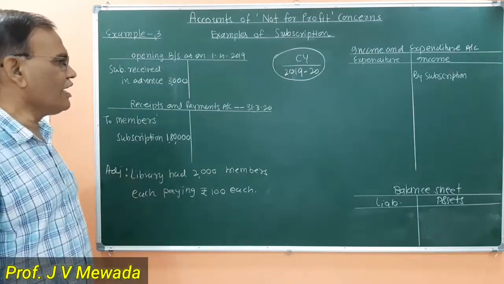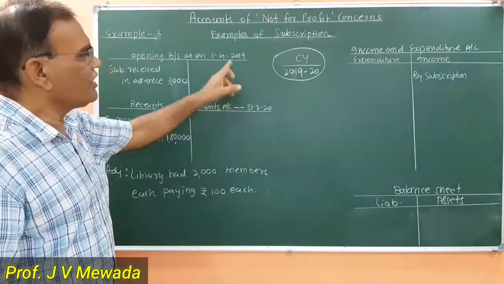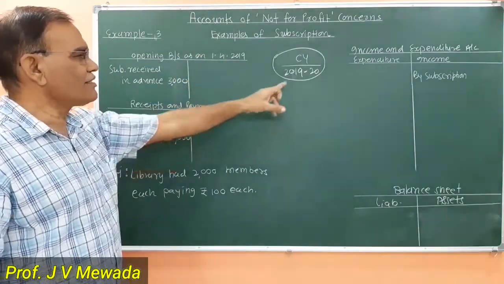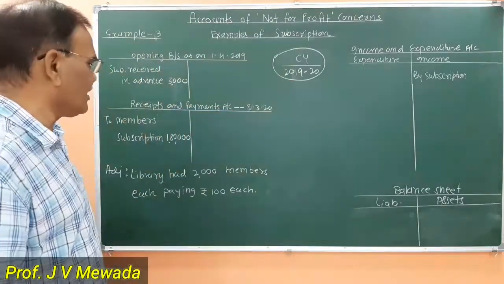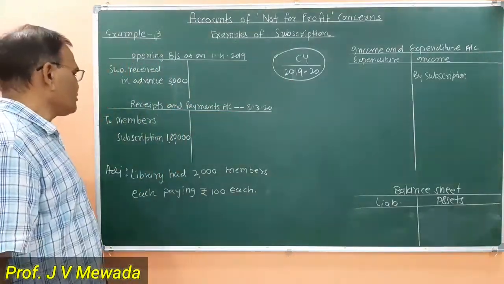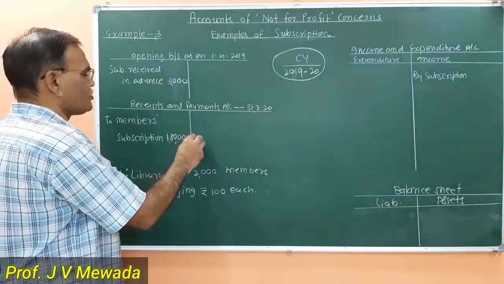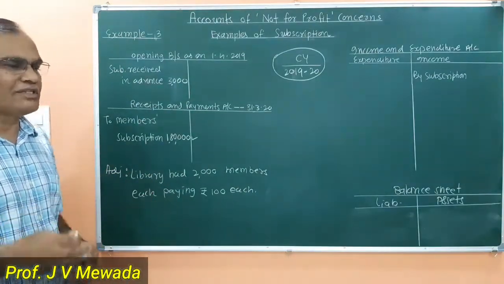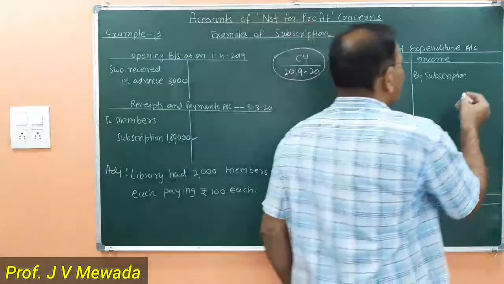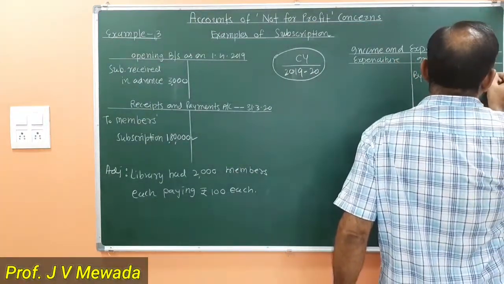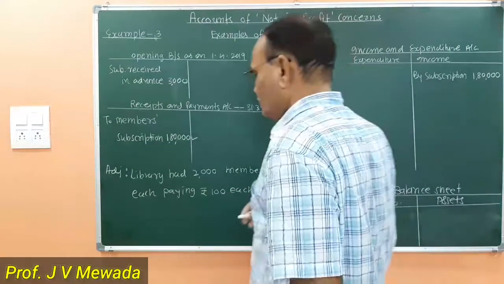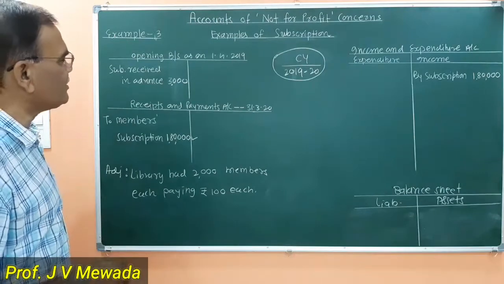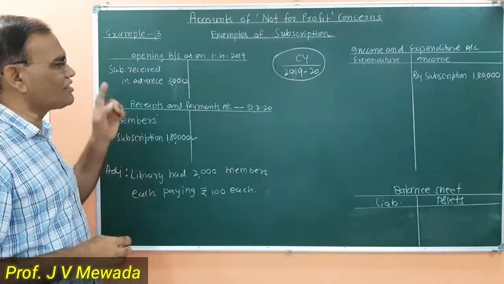Now in this case, how will we proceed? First, our current year is 1920 because the first day is 1st April 2019 and the last day is 31st March 20. So our current year is 2019-20. Now, first we will write the member subscription 1,80,000 as usual because we are given a single figure. So we are supposed to add or subtract whatever is the case. So member subscription is 1,80,000, by subscription 1,80,000. Then we are given in the opening balance sheet subscription received in advance. So pre-received subscription of last year.